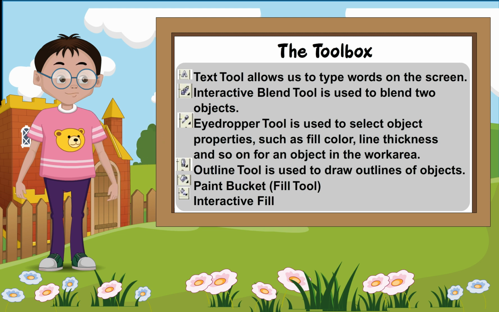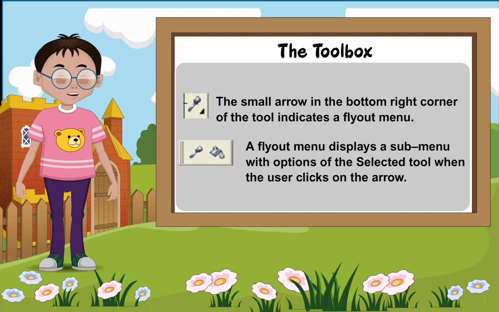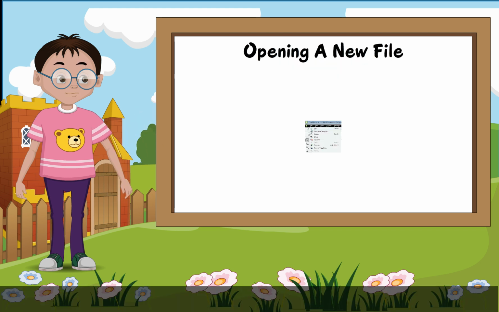in the work area. Outline tool is used to draw outlines of the object. Paint bucket or fill tool. Interactive Fill. The small arrow in the bottom right corner of the tool indicates the flyout menu. A flyout menu displays a submenu with options of the selected tool when the user clicks on the arrow.